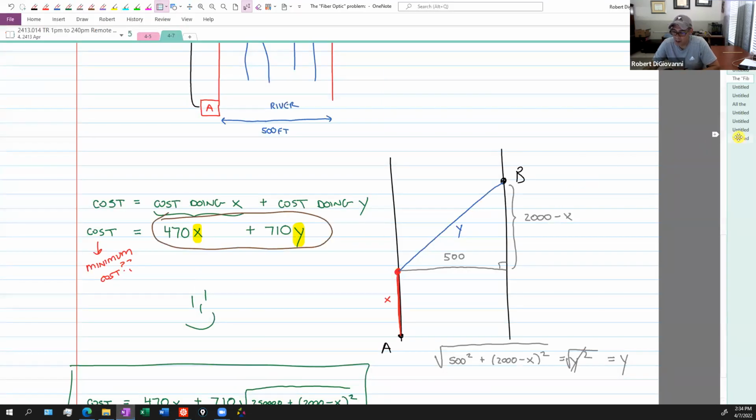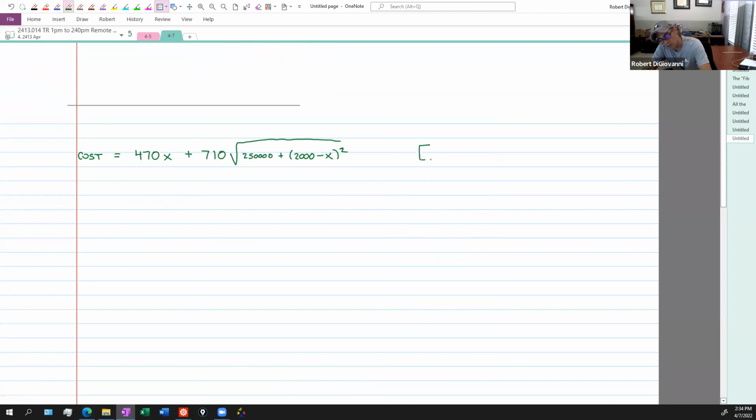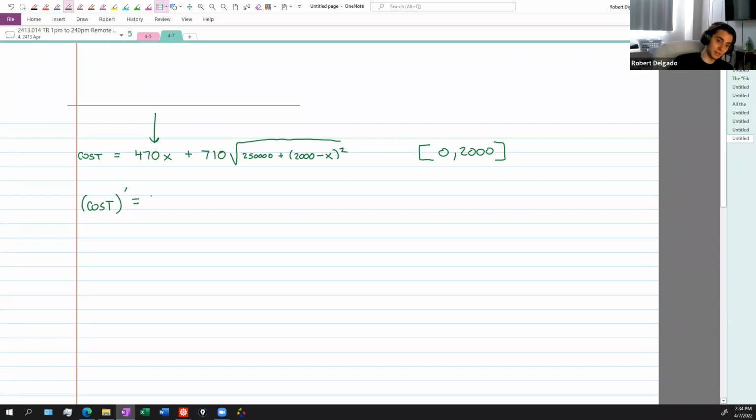So I'm going to add that to my little thing here. I have a closed interval between 0 and 2,000. Let's try the derivative. Come on, let's try it. Cost derivative of that. Well, the first one's easy, right? What's the derivative of 470x? 470. Okay, not bad. All right, good.